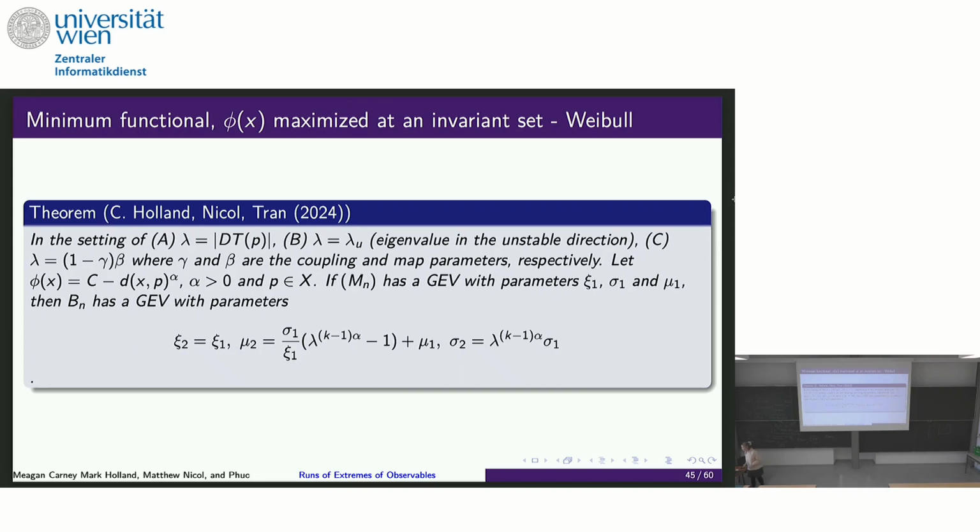Great, so I still have some time. We also have some results for phi maximized in an invariant set, but with a Weibull distribution. And you'll see that this is slightly different. So our observable now is taken to be some constant c minus the distance between x and some point or singularity set in the space. Here we get the same sort of max stability, and we have the same kind of shape, but the location and scale have a different relationship than in the Frechet case.